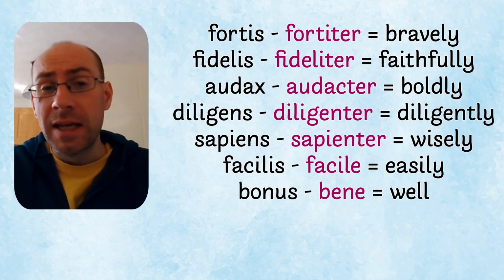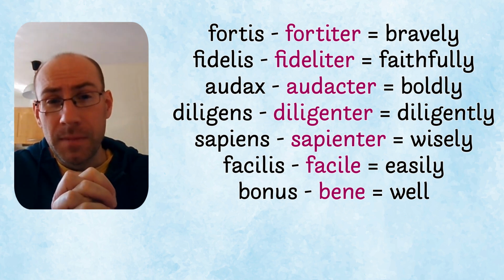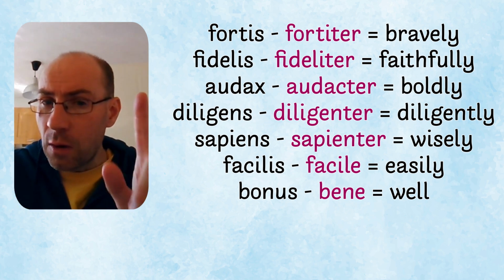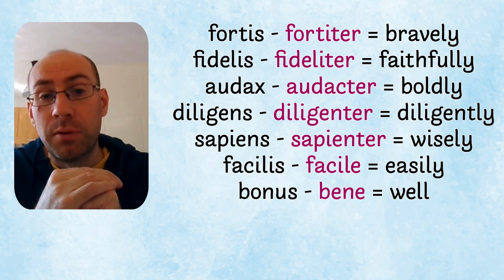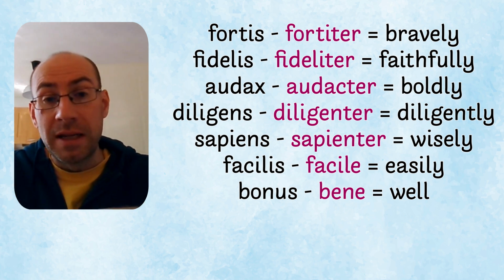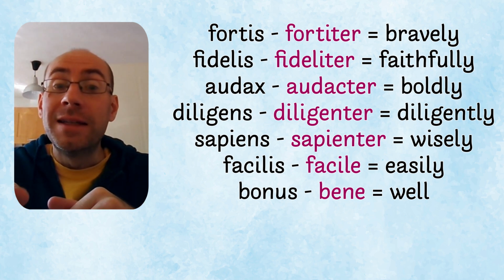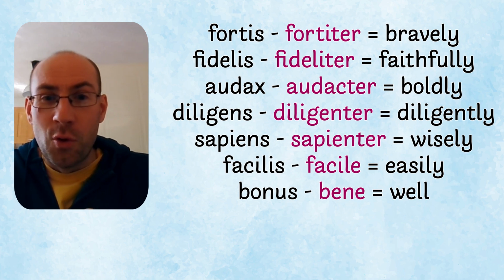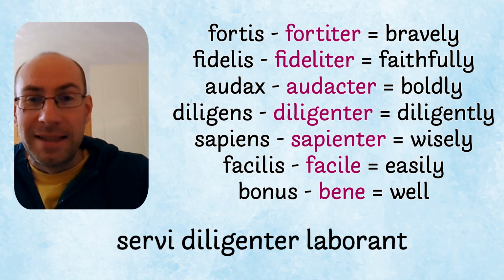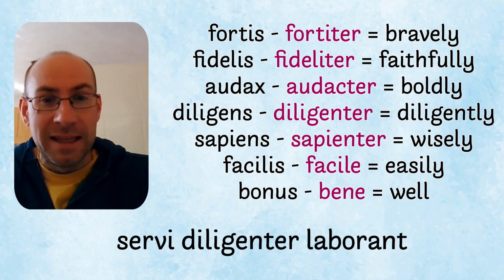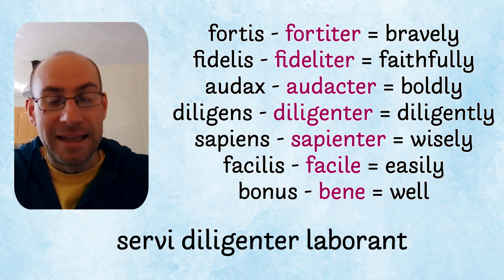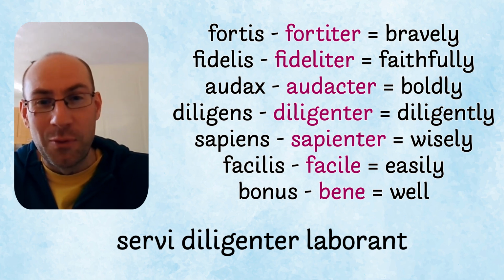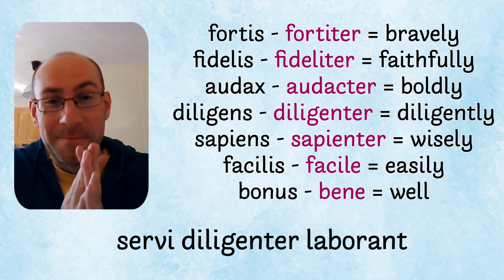The slaves, male slaves, are working diligently. The slaves are working diligently. Servi. Remember that? Servus becomes servi with an I on the end because it's masculine, second declension plural, like dominus, domini. Servi diligenter laborant, NT, plural verb. Diligenter laborant. So we see the diligenter stays the same whether it's one person or two people. Doesn't make a difference. Future tense, past tense, just diligenter. Servi diligenter laborant. Very good. Well done if you're getting these.